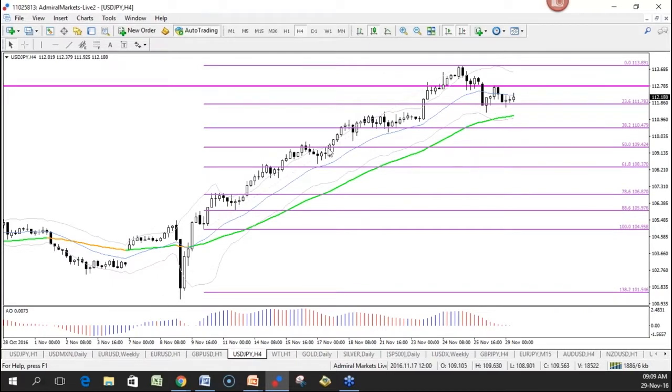I've been bullish for half a year on the dollar yen. It's finally doing what I'm expecting, and I still stay that way. Yes, 112.50 I thought would have been a stronger resistance level than it actually was. It just blasted through that for the moment. And considering this upside, as long as it stays above the 50 fib, I remain bullish.